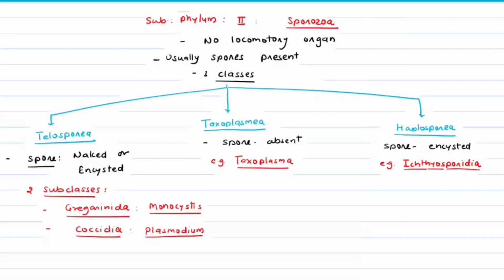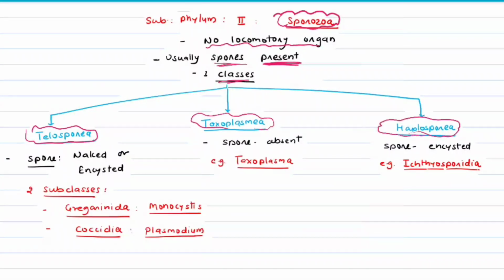Then the second subphylum comes, Sporozoa. In Sporozoa, as the name suggests, spore-like organisms do not have any locomotory organs. This subphylum has no locomotory organs, and spores are usually present in these organisms. It includes three classes of sporozoans: Telosporea, Toxoplasmea, and Haplosporea. In the Telosporea class of Sporozoa, we have Monocystis and Plasmodium. Plasmodium is one of the important examples in the class Telosporea and subphylum Sporozoa.